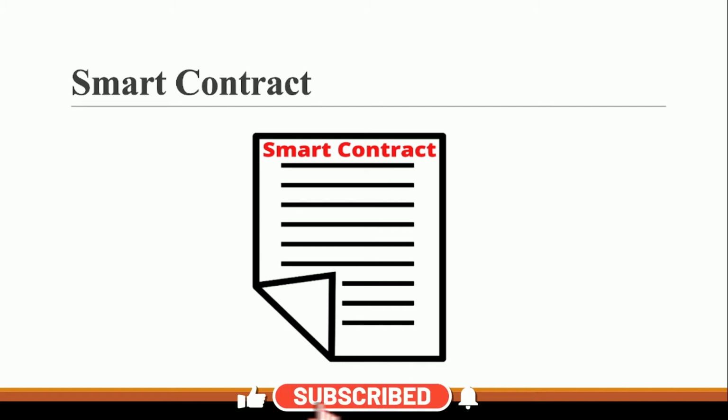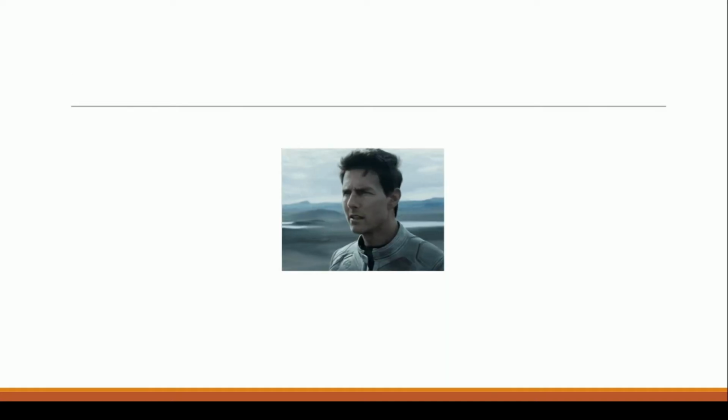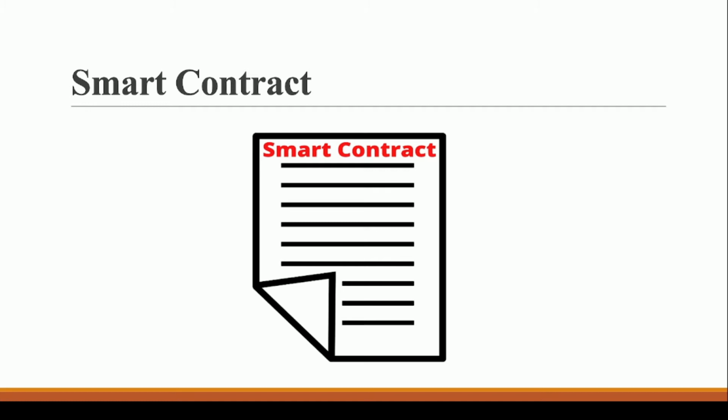So what is a smart contract? A smart contract is simply a program written on Ethereum blockchain. Just like you write programs in C, C++, Java, Python, right? You write programs in the same way for the Ethereum blockchain, and those programs are called smart contracts. Yes, it is true. Smart contracts are nothing but simply programs.